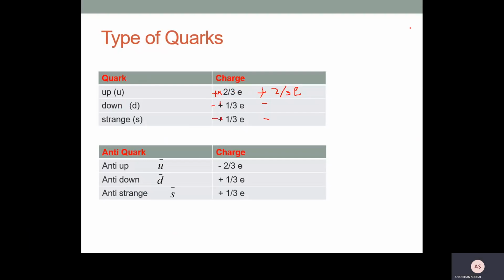The charge you have to remember. Up quark, what is the charge? An exam they will ask. Positive 2/3. Down quark, negative 1/3. Strange quark, negative 1/3. Okay, charge you have to remember. So the symbol for up quark is U, down quark is small d, strange quark is S.